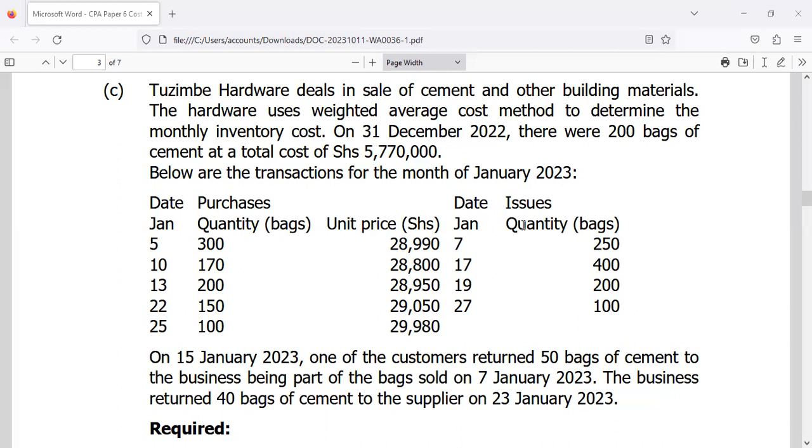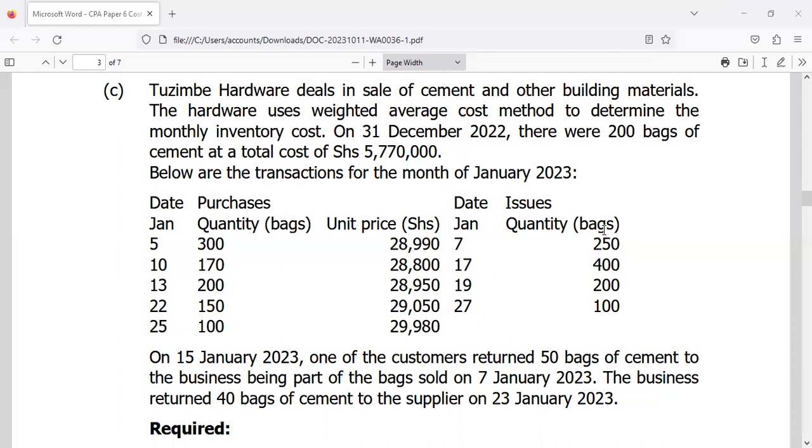You also have the issues, the date, and the quantity in bags that were issued out. Then on 15th January 2023, one of the customers returned 50 bags of cement to the business, being part of the bags sold on 7th January 2023. So there is a return. We are going to see how we can incorporate that in our calculations.